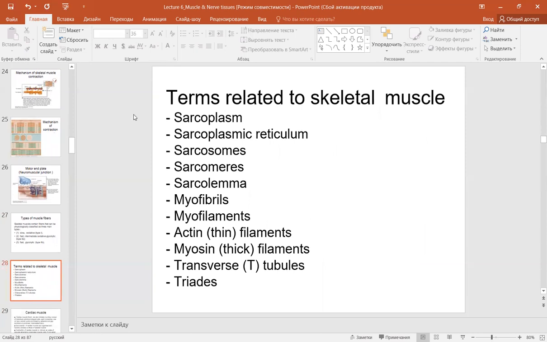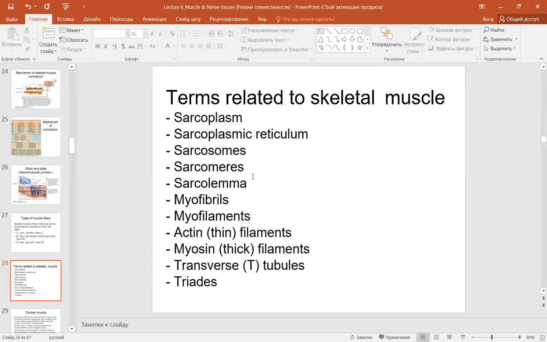Now I begin to emphasize the terminology which is used for the description of the skeletal muscle fibers, and now the terms are fixed on the cartoon. So these are skeletal muscle related terms. Sarcoplasm, this is cytoplasm of the skeletal muscle fiber. Sarcoplasmic reticulum, this is smooth endoplasmic reticulum of the muscle fiber. Sarcosomes are the mitochondria. Sarcomere, structure and functional unit of the myofibril.